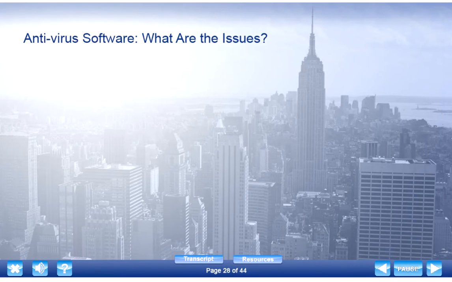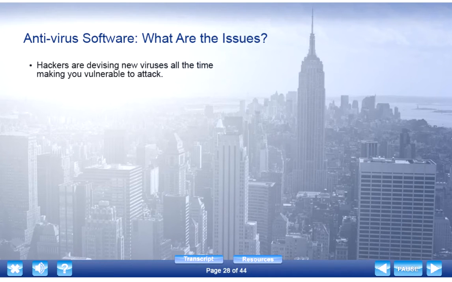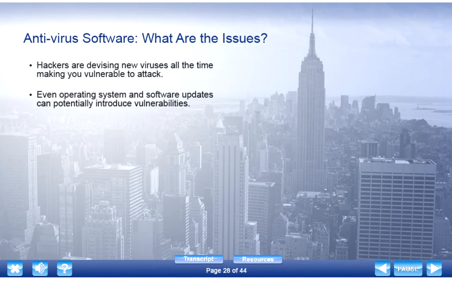This is an answer you probably know. You need to update your antivirus software definitions anytime they are out of date. Hackers are devising new viruses, malware, Trojan horses, and other threats all the time. If your software and definitions are not current, you are not protected. Operating systems and application software can also introduce vulnerabilities and may require updating.